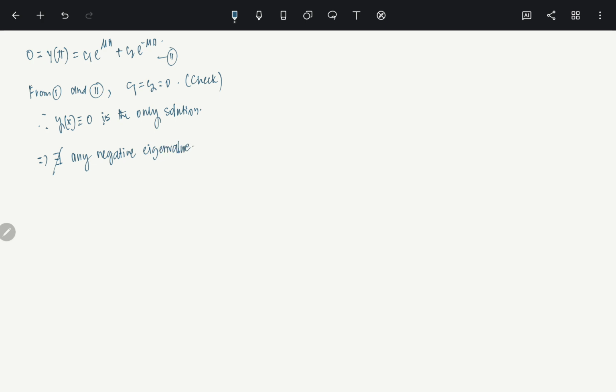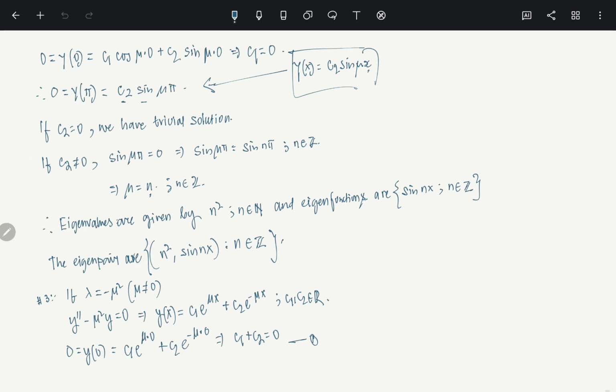Is it okay? So what did we have? We have positive eigenvalues, along with eigenfunctions which are given by sine of nx. Yes, that's what we have. And we do not have any zero eigenvalue or any negative eigenvalue. So this is how you solve these problems.